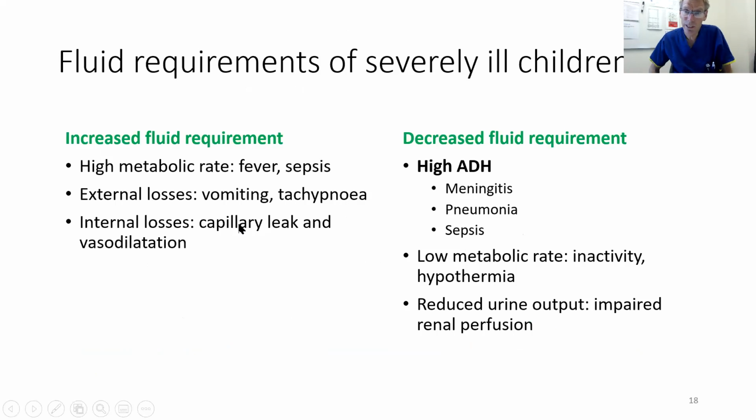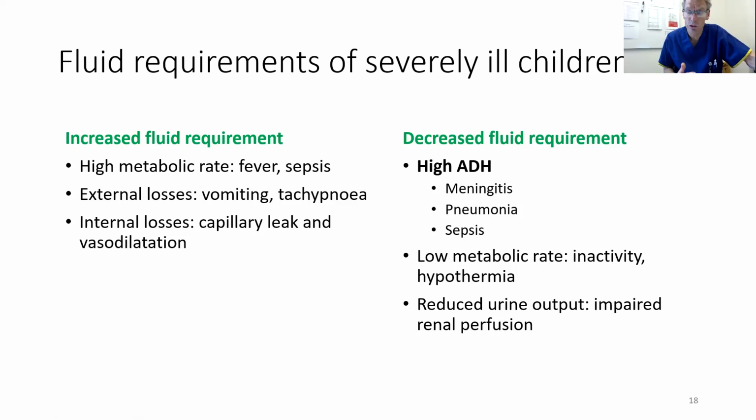So when I'm thinking about the fluid requirements, not for a child with dehydration, but if you're thinking about how to calculate the maintenance fluid requirements of a child, then there are some conditions that I've talked about where you don't need to give the normal maintenance fluid. You don't need to give that much. And that's where you've got high ADH levels, high antidiuretic hormone levels. So if a child's got meningitis or pneumonia or sepsis, you must give much less than normal maintenance fluids.